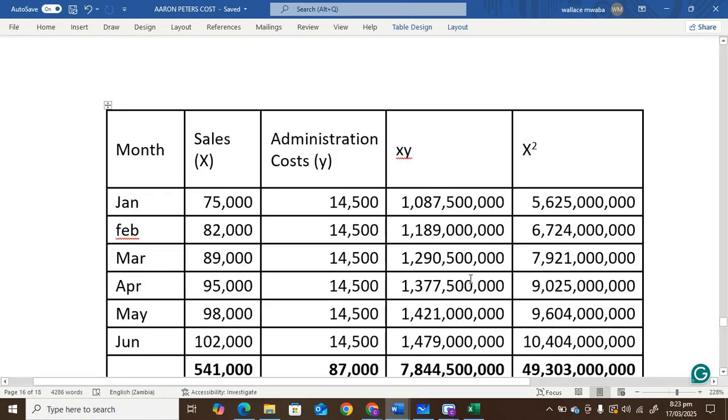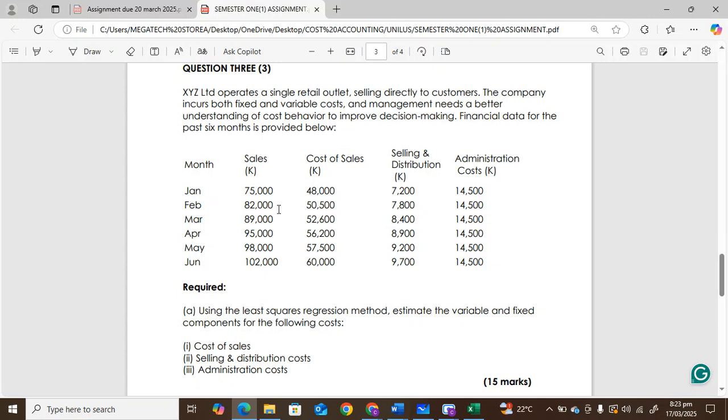It's you who must make the table. So first you have to determine, what's my x element? What is my y element? As I said, x is always going to be either output or sales. Y is always going to be costs.